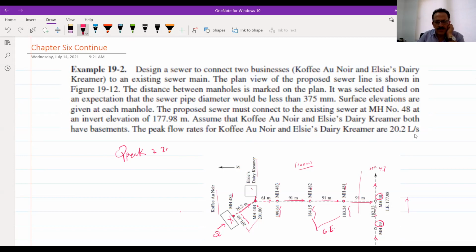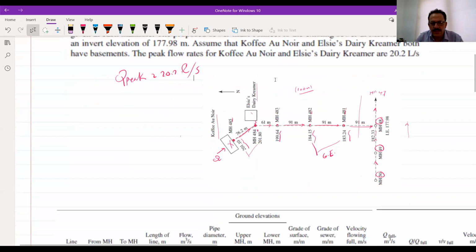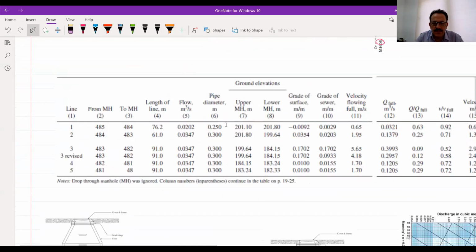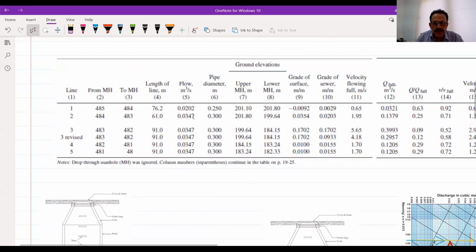This will be 20.2 liter per second. Another important thing, this is 20.1. This is the flow. And we have the other one, which is 48.5. We have this one.